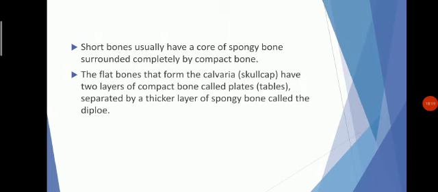Short bones usually have a core of spongy bone surrounded completely by compact bone. The flat bones that form the calvaria, the skull cap, have two layers of compact bone called plates, separated by a thicker layer of spongy bone called the diploe. These are two layers, and in between them there is a small space of spongy bone called the diploe.